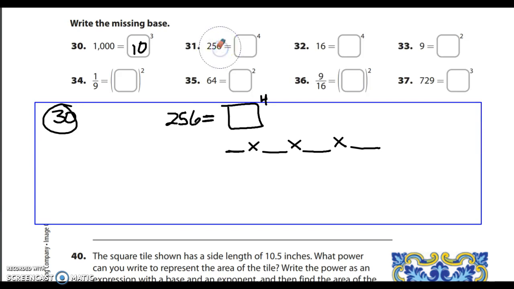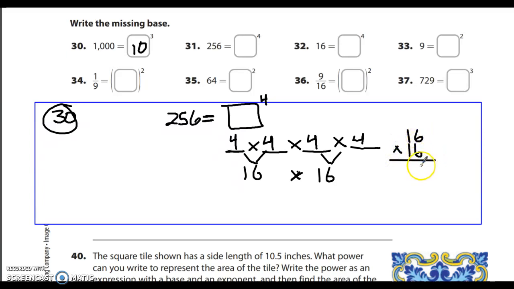And since I don't know any better, I would start by guessing 2. 2 times 2 is 4, times 2 is 8, times 2 is 16. That's not big enough. So then I might try 4 instead. 4 times 4 is 16. And is 16 times 16 equal to 256? I don't know. Let's find out.